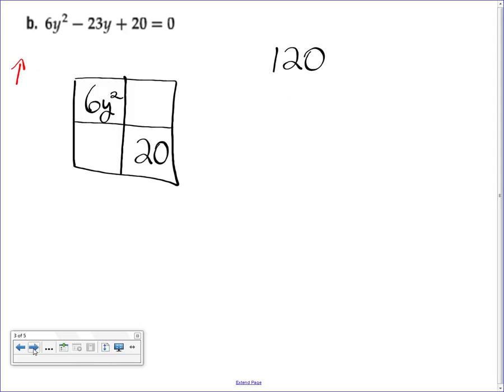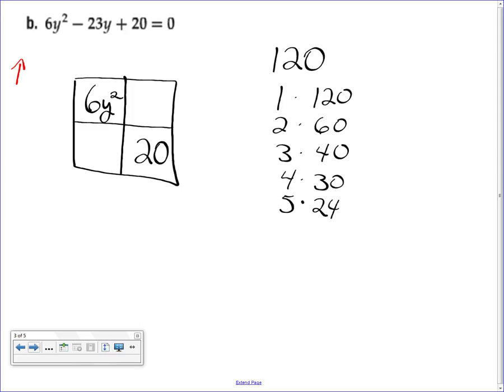So one method you can do is just start thinking of numbers that multiply to give you 120. For example, 1 times 120, 2 times 60, 3 times 40, 4 times 30, 5 times 24. And as you can see, we're getting closer now to the numbers that we need, because the two numbers that we use need to add together to get us 23. We're at 29 right now. So let's try 6 times 20.